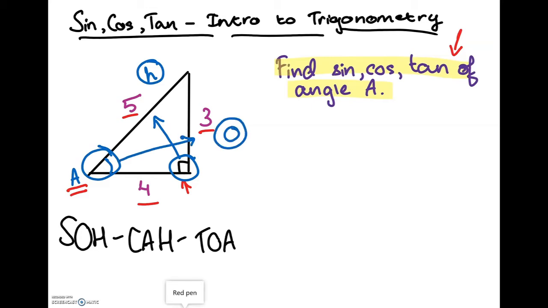And then, as I said before, there's two sides leaning from angle A. This side over here and this side over here. We've already said that this side is equal to the hypotenuse. So that means that this side must be equal to A. So this is your adjacent side.